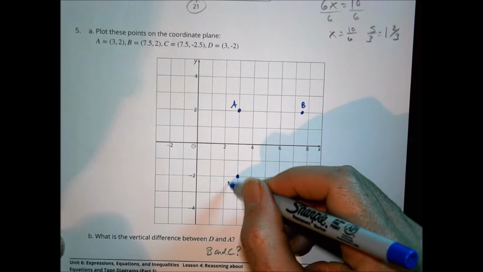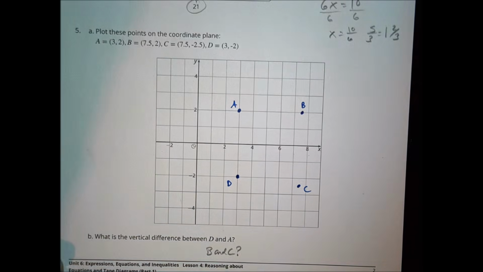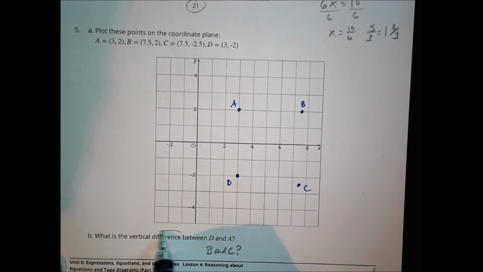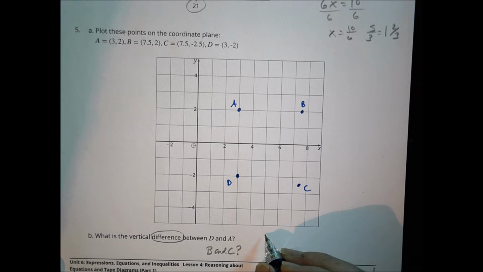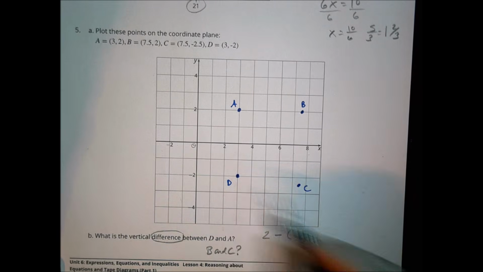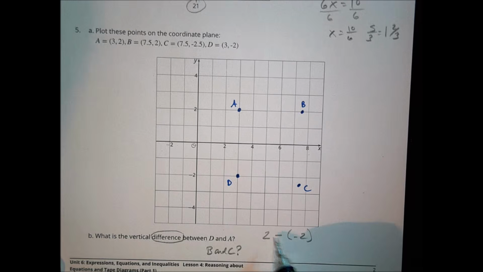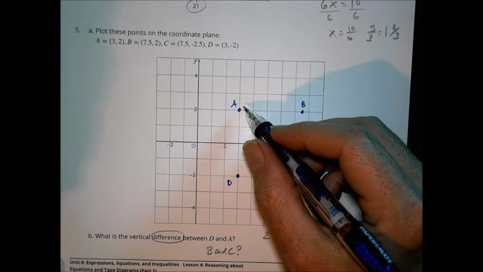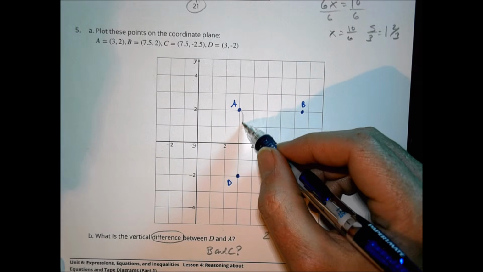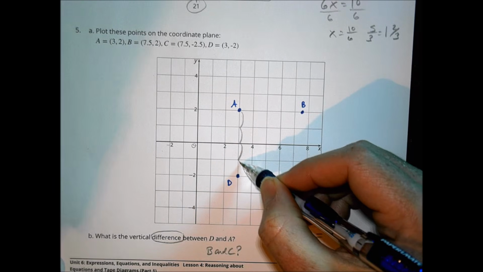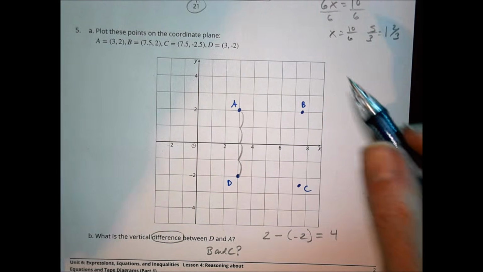So what's the vertical difference between D and A? So we're looking at the difference between 2 points, between D and A. And so what I can do is I can say, well, I know I have A is at 2, and the difference means subtract. And I can subtract that from this point here, which is at negative 2, right? And so 2 minus a negative 2 is going to be equal to 4. So is that difference between here and here 4? Well, we can take a look. 1, 2, 3, 4. That is the distance, or the difference between D and A is 4.